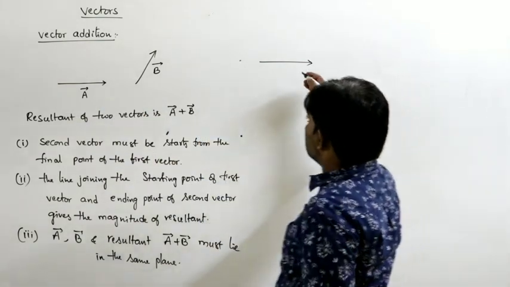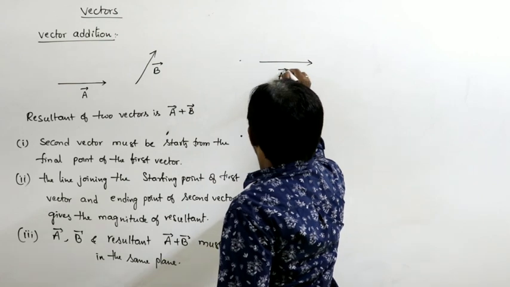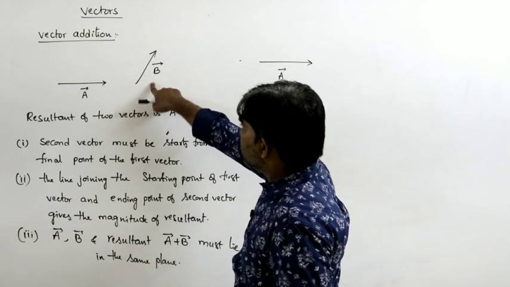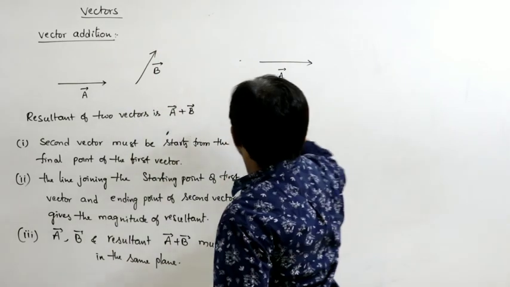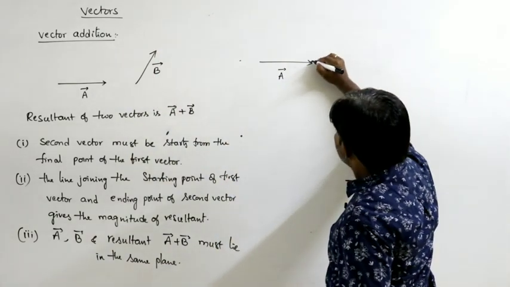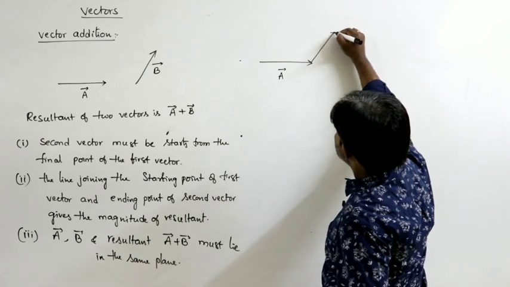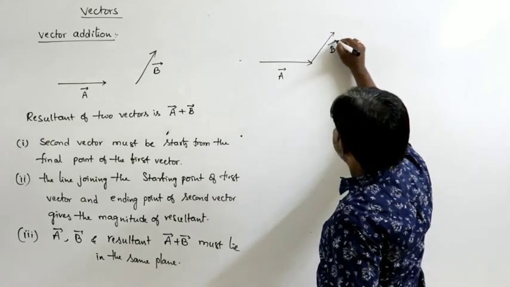So this is the first vector. Let us say A bar. What is the second vector? B bar. What is the direction of B bar? This one. So B bar must start like this. This is the B bar.